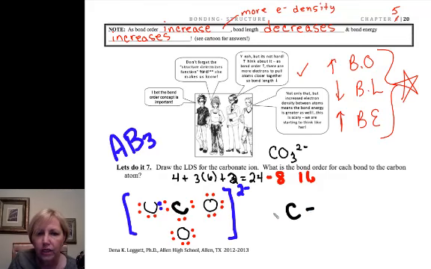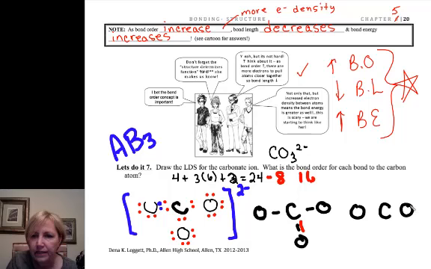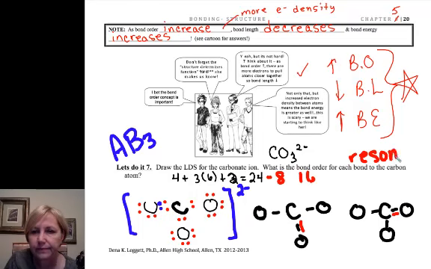Now, here's where resonance comes into play. It was totally random where I started and where that double bond ended up. There's no reason why the double bond couldn't have been on that oxygen. Or, for that matter, the double bond could have been on this oxygen. And what that means is that we have equal energy, we have resonance. And the actual is a blend of these.